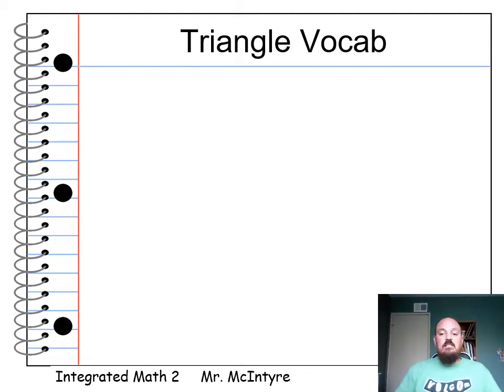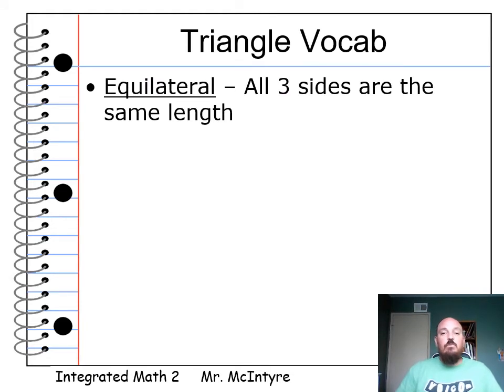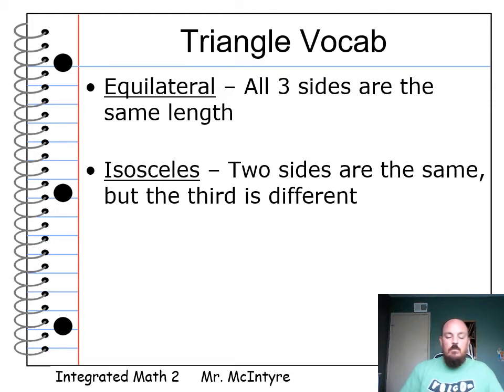Okay, so for our next section, I'm going to go over 6 vocabulary words that you guys probably already know from before. They come in 2 groups of 3, and once you see them, I think you'll go, yeah, I remember these. The first set of 3 is about the side lengths. So if you have a triangle where all 3 sides are exactly the same, we call that an equilateral triangle. If you have a triangle where 2 of the sides are the same, but the third one is different, that's called an isosceles triangle.